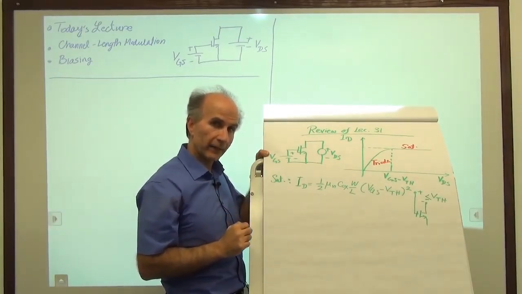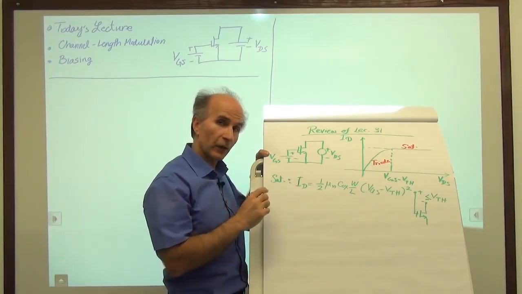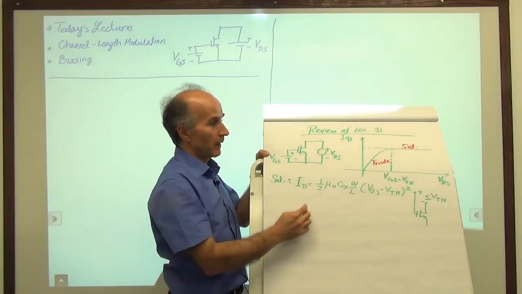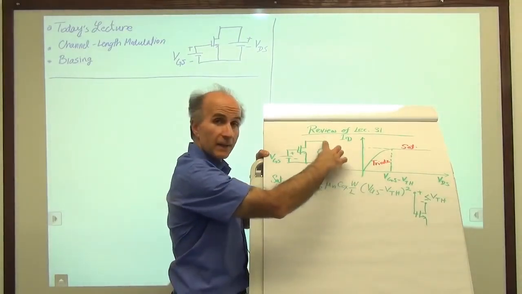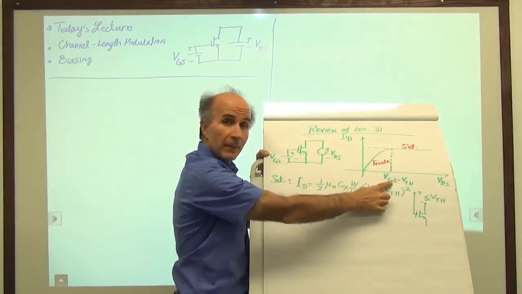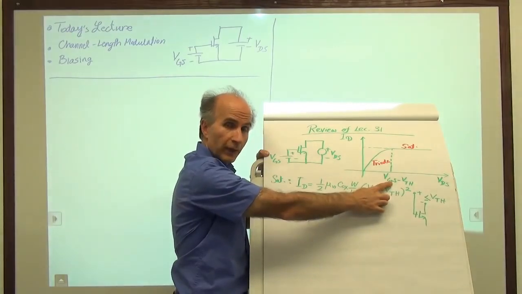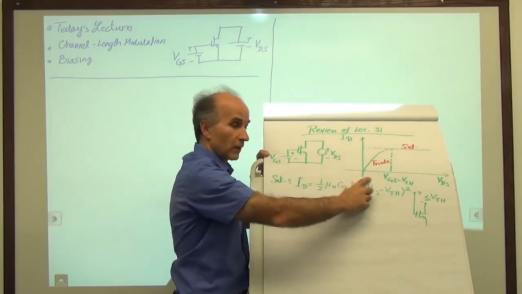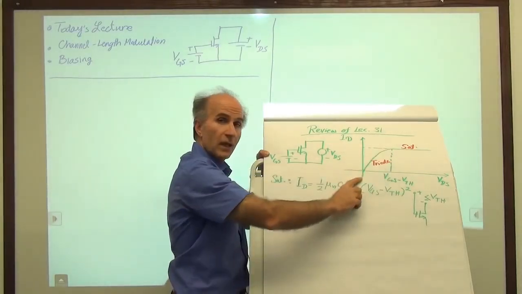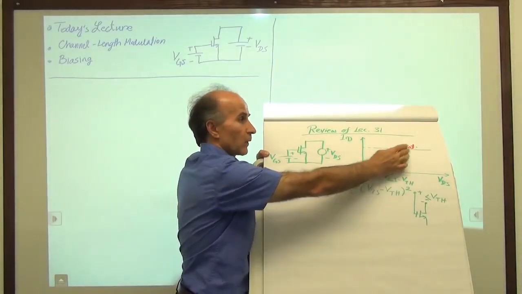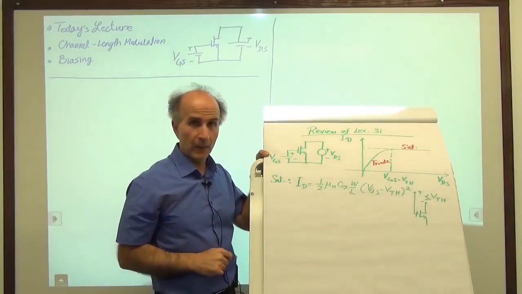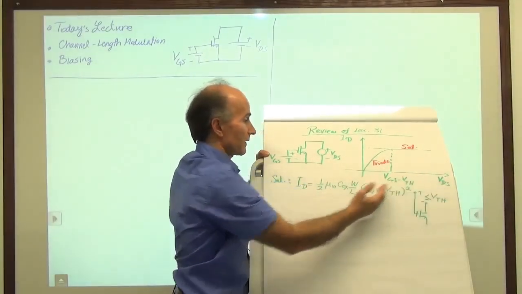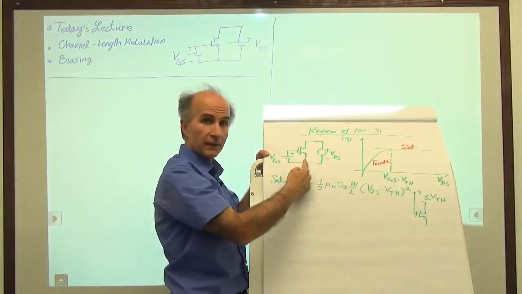So we saw that now we can identify two regions of operation for the MOS device, depending on whether VDS is greater than this magical number, which we call the overdrive, or less. So if VDS is less than this value, we are in the triode region, and if it's greater than this value, we are in saturation. We saw that in saturation, the current doesn't change with VDS, so this drain current is constant even though this VDS changes.